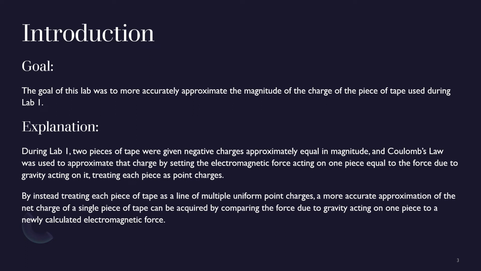By instead treating each piece of tape as a line of multiple uniform point charges, a more accurate approximation of the net charge of a single piece of tape can be acquired by comparing the force due to gravity acting on one piece of tape to a newly calculated electromagnetic force.